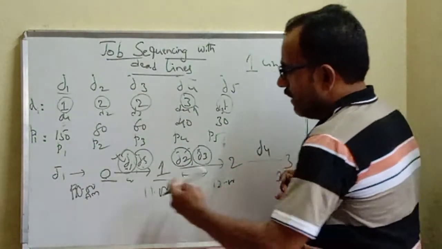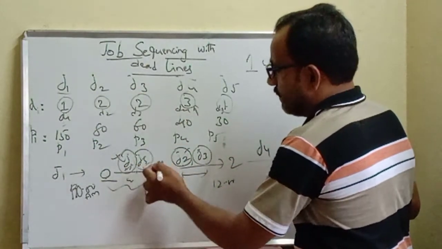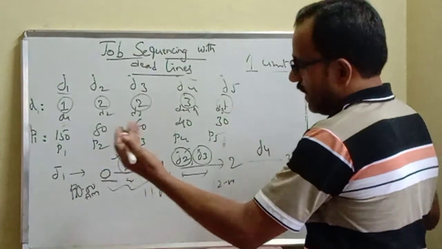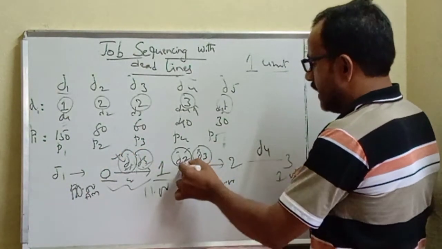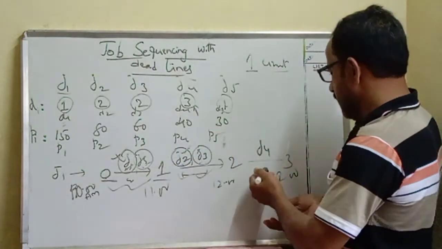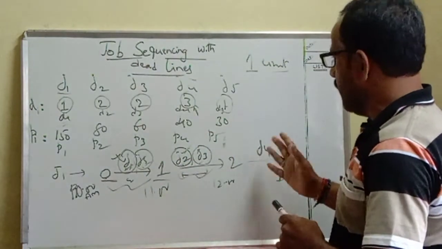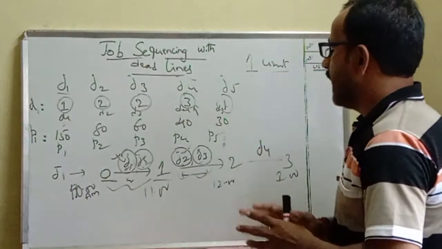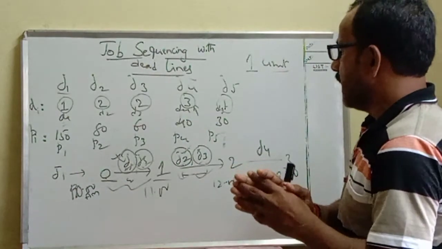So here only one job is executed, that is J1 or J5, based on maximum profit. Here also either J2 or J3 can be executed, that too based on profit as the constraint. And here J4 can be executed. J4 is executed only because all the remaining must be executed within their given deadlines.